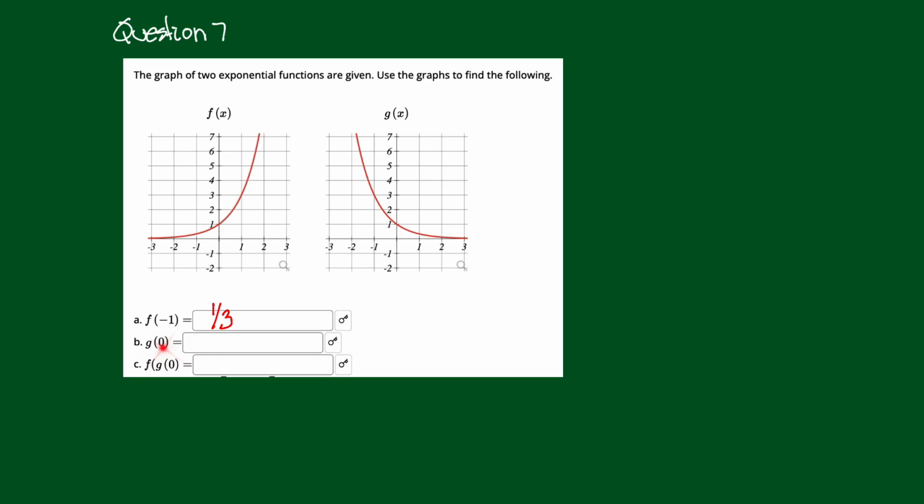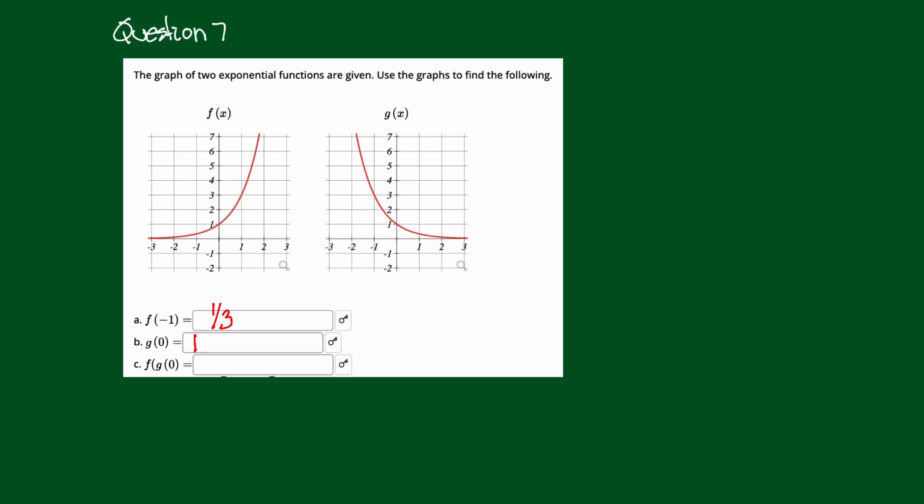What about B? 0. We're going to take 0 and pop that into G. Now, G is this function here, right? Here's G. So what is G of 0? Well, that's a little easier to get. G of 0 looks to me like it's going to be a 1.